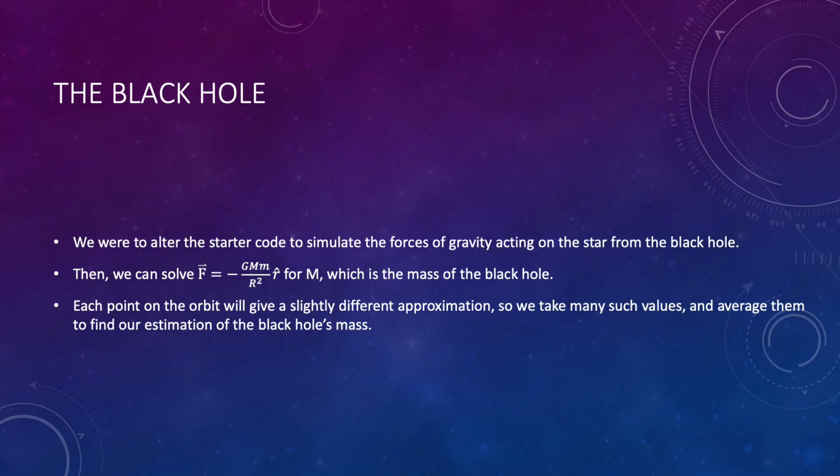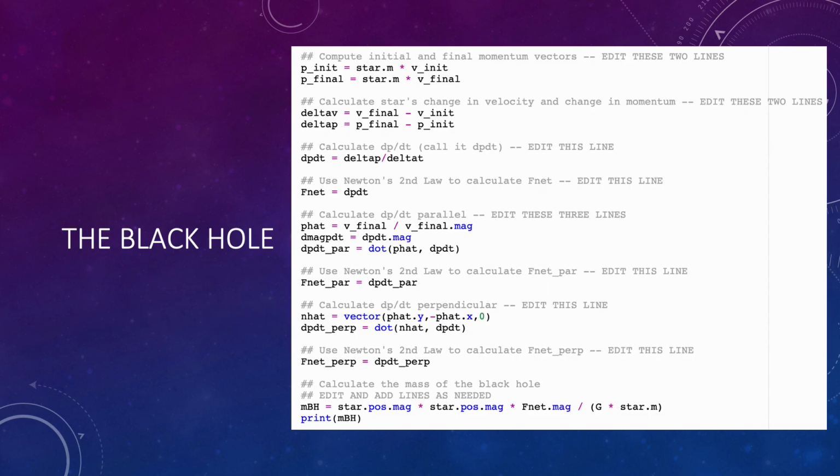So let's talk about the black hole. We would alter the starter code to account for and simulate the forces of gravity acting on a star orbiting this black hole. And then we can solve the gravitation equation, which is our only force happening, for large M, the mass of the black hole. And at each point, we'll have a slightly different approximation. So we'll take many of these approximations and average them to find our estimation.